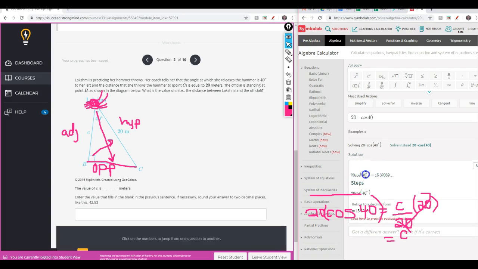And see how it has that degree symbol, so I know that it's in degrees. So this comes out to be 15.320. They did say to round to 2 decimal places. Since that's a 0, I'm not going to change that. So it's 15.32. So in our answer, we would type in 15.32.